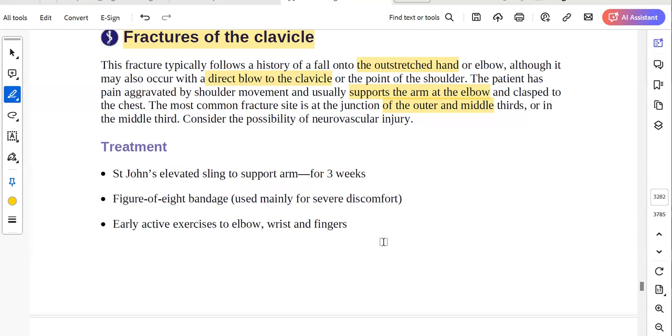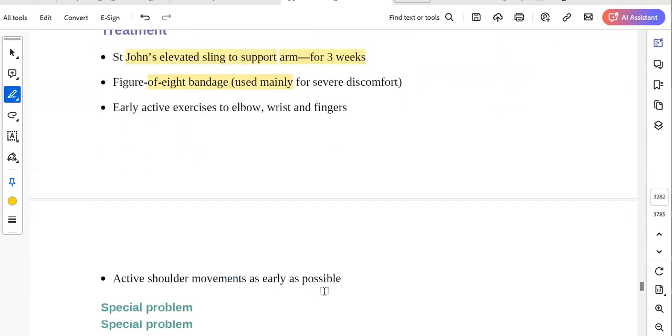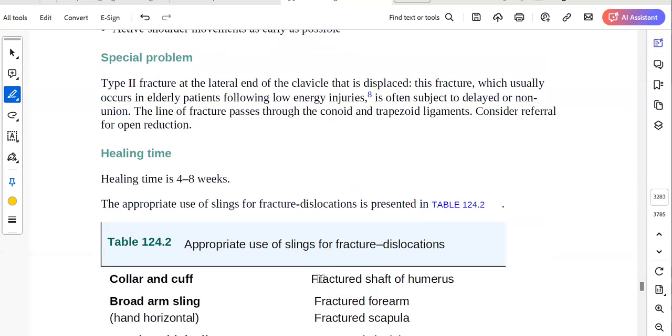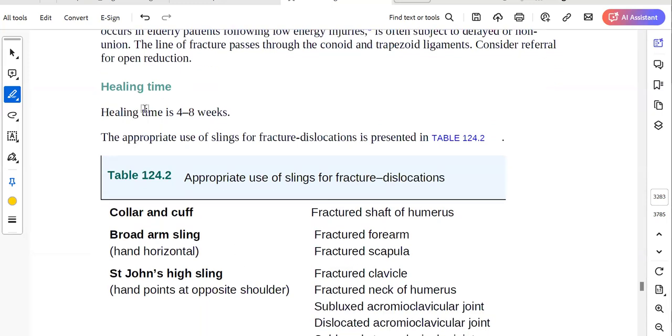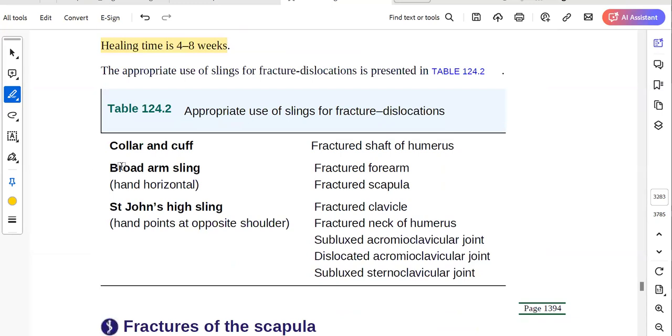Okay. So what is the treatment for fracture clavicle? Treatment for fracture clavicle is an arm sling. So you put the patient on a sling for 3 to 6 weeks. Ideally 3 weeks is enough. So you can put them in a St. John's sling, or even sometimes a figure of 8 bandage. The healing time for clavicle fracture is 4 to 8 weeks.